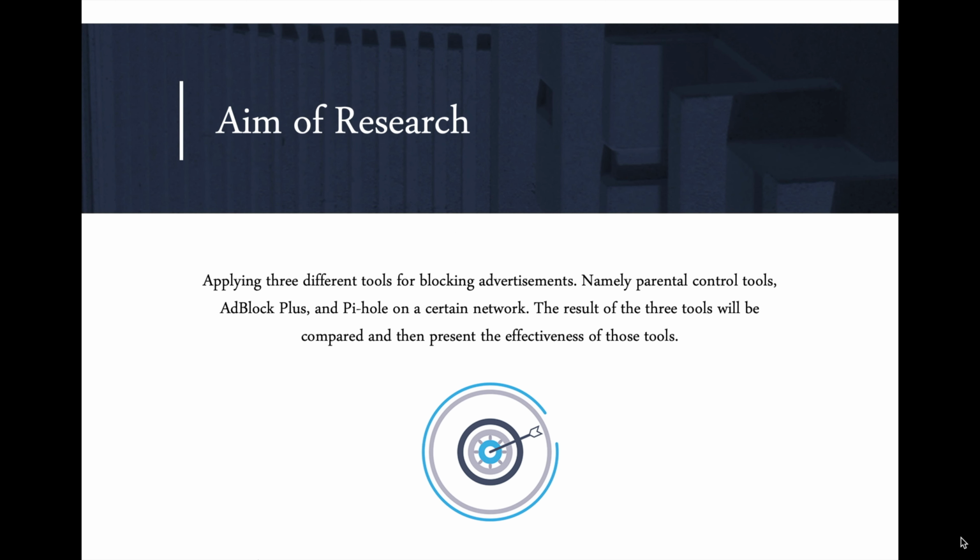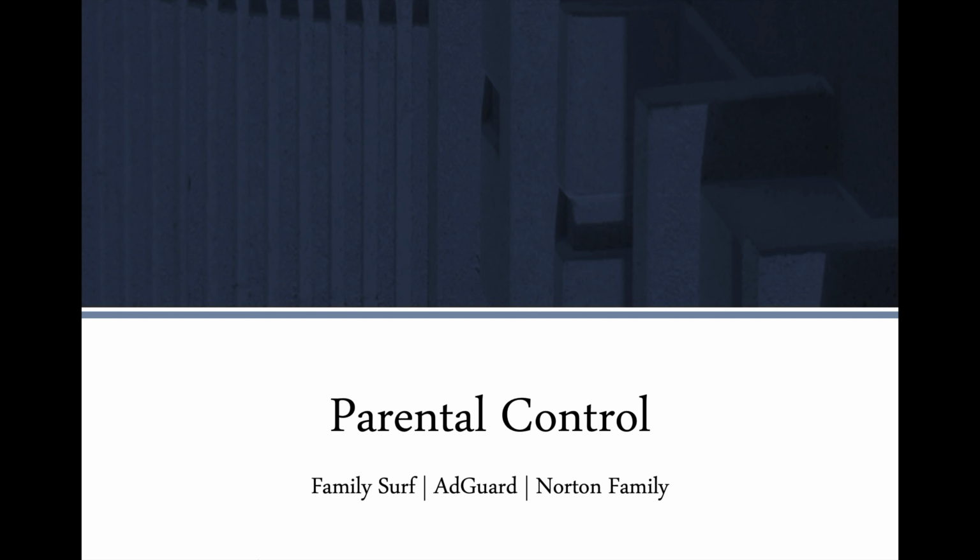The aim of our research was applying 3 different tools for blocking advertisements, which are parental control tools, AdBlock Plus, and the Pi-hole. The results of the 3 tools will be compared, and then the effectiveness of those tools will be presented. The first type of these tools is parental control applications. We applied 3 different applications, which are FamiSurf, AdGuard, and Norton Family.